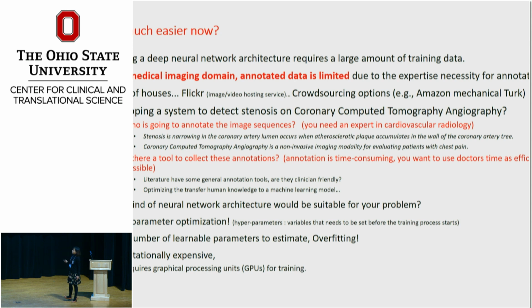What kind of neural network architecture do you need to choose? You have to deal with the hyperparameter optimization. If you are working with images, medical images or normal images or videos, you are going to deal with a large number of learnable parameters, and if your data is scarce, you're obviously going to deal with the overfitting problem. And all this process in the imaging domain is computationally very expensive, so you are going to need graphical processing units.